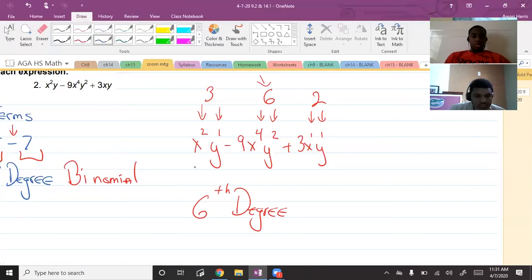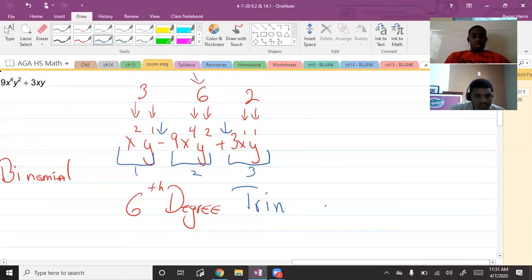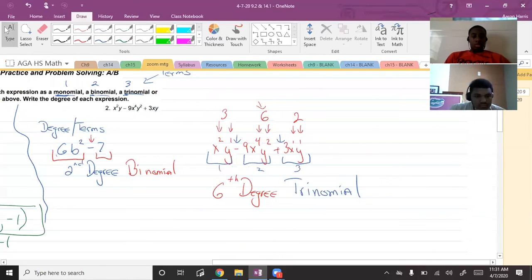And what is the count for my terms? Well, I have a minus sign here. I have a plus sign here. I have 1, 2, 3 terms. 3 terms is called what? Tri. So trinomial. Pretty simple and pretty straightforward. That's how you write monomial, binomial, trinomial, what degree it is as we go.